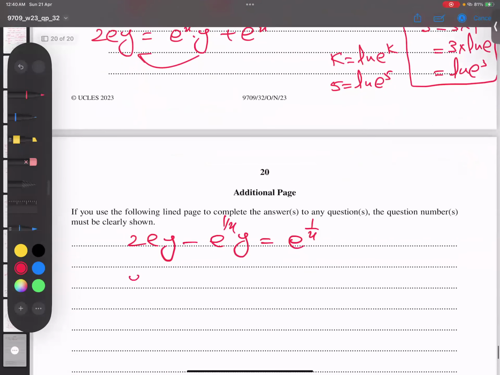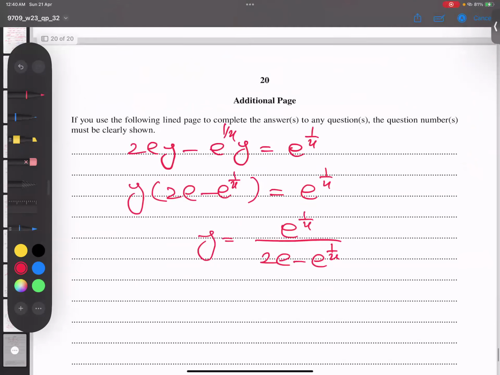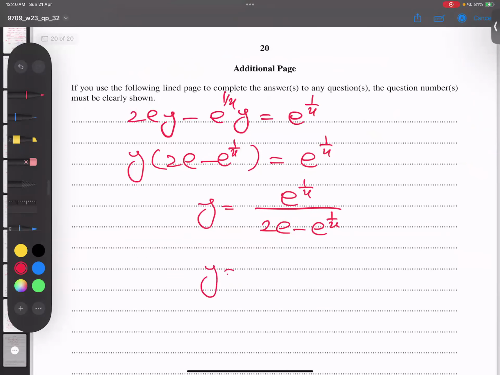Okay, what is common, students? y is common. y times (2e minus e to power 1 by x) equals e to power 1 by x. This will go there: y equals e to power 1 by x over 2e minus e to power 1 by x. If you stop here, no issue at all.